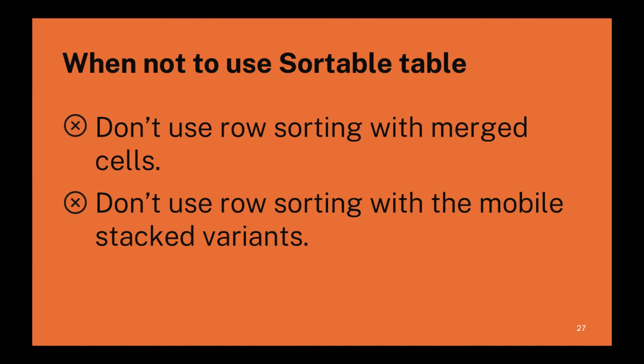And don't use row sorting with the mobile stacked variant of table. Sorting won't work properly with these variants because the column headers at the top of the table don't appear at narrow widths and are moved into cell content in each row. It just doesn't play well. And we'll show what to do instead of that in our example. So let's take a look at sortable table in the demo site. James.